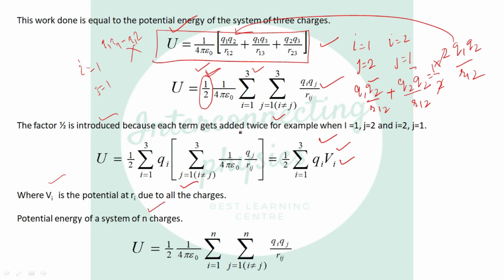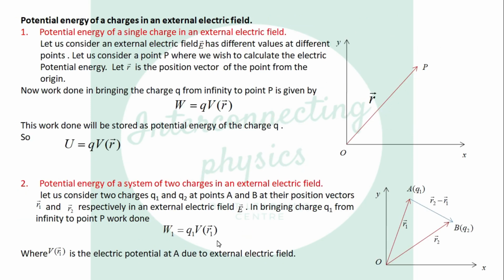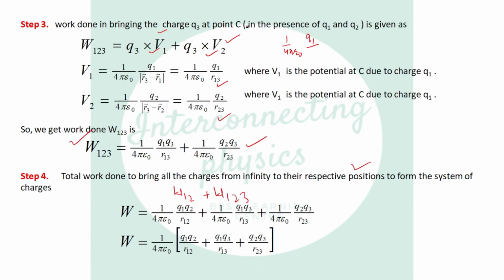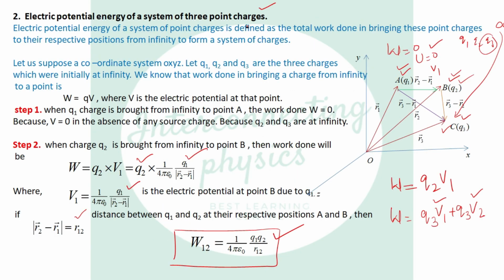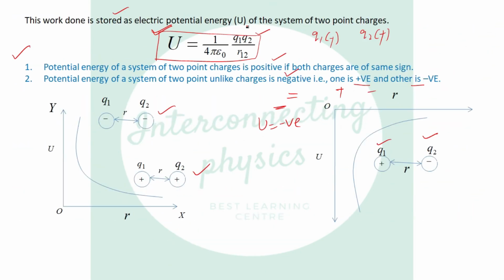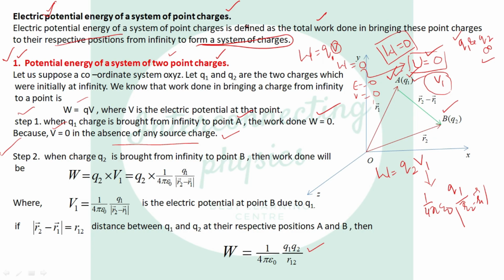So if this is the potential energy of the system for 3 charges, then potential energy of the system of n charges will be i equal to 1 to n, j equal to 1 to n. Okay. Now, potential energy of a charge in an external electric field. It's very important, very, very important. And the difference between this topic and the previous topics, that is electric potential energy of a system of point charges.